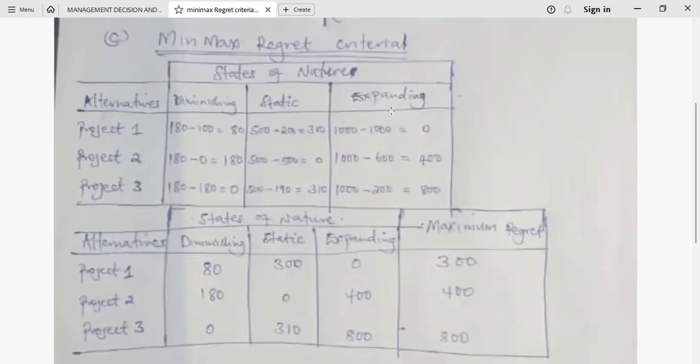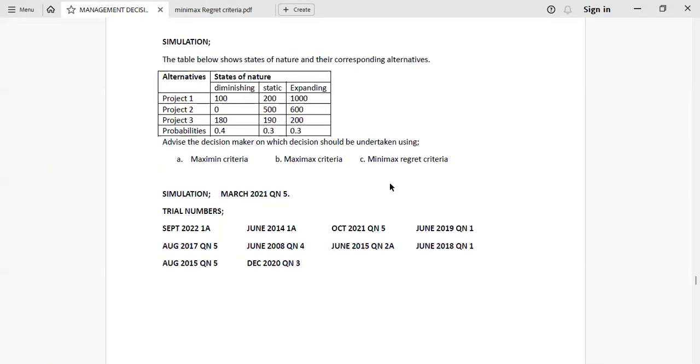So the reason why we are looking at these states of nature is because we want to see each of those independent states of nature. In these states of nature, we have diminishing, we have static, we have expanding. So we go by each state of nature. Here, let's say we are looking at diminishing, maybe we can highlight diminishing all of it. We are looking at this column here, the one for diminishing.